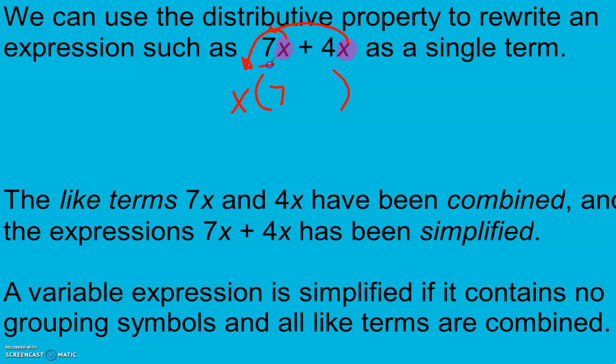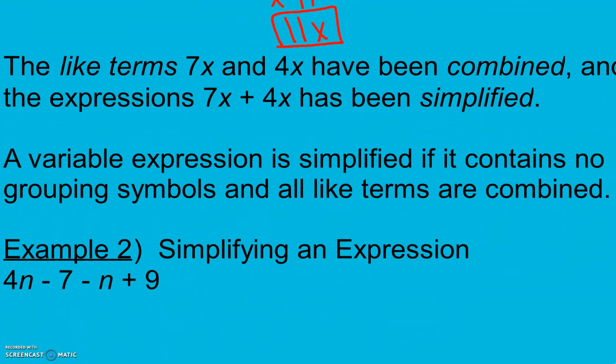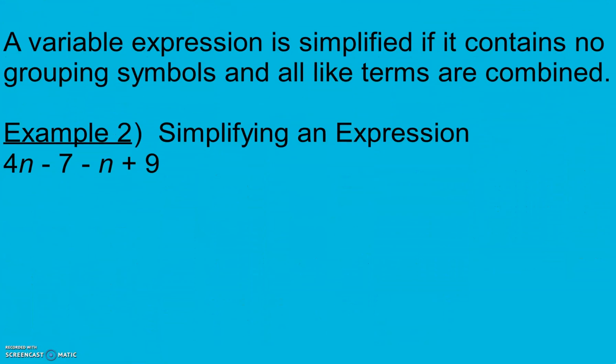What I have left then is just my coefficients, 7 plus 4. 7 plus 4 is 11. And usually we write our coefficient first, so it would be 11x. The like terms 7x and 4x have been combined, and the expression 4x plus 7x has been simplified. A variable expression is simplified if it has no grouping symbols and all like terms are combined.